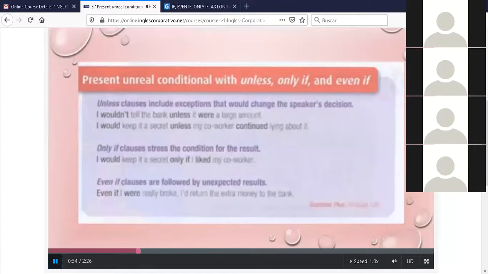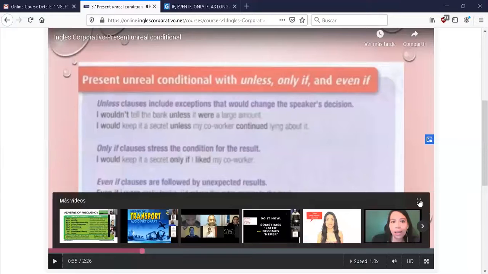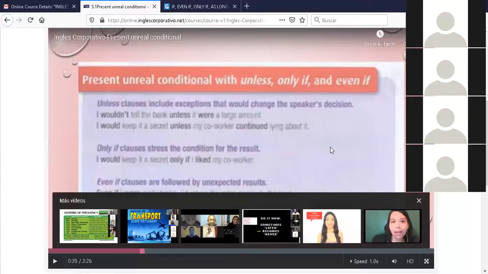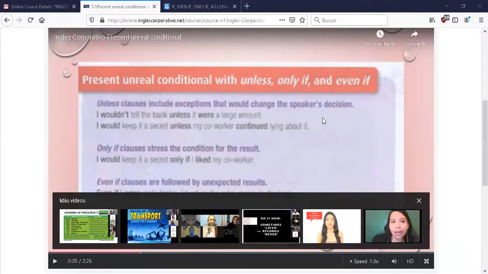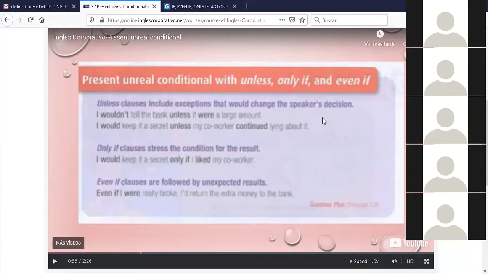Alrighty, guys. So we're going to try to cover these one by one so we get the hang of it. Do you know the meaning of to get the hang of it? To understand them. Yes, to understand, to know what to do. Exactly, to get the hang of it. Agarrarle la onda, pretty much. So, unless clauses, guys, include exceptions that would change the speaker's decision.